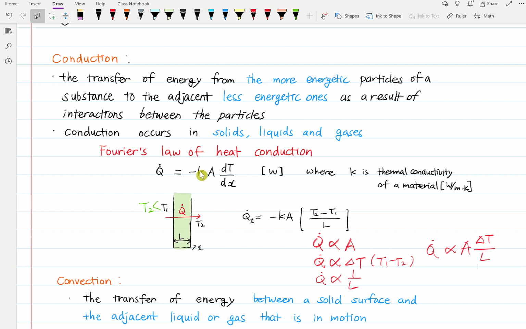Typically metals are better conductors than non-metals. Metals such as aluminum and copper are good conductors, and styrofoam and fiberglass are good insulators. They are poor conductors. A negative sign is added to make Q dot positive in the increasing x direction. dT over dx, the temperature gradient, is negative, so to make Q dot positive, a negative sign was added.